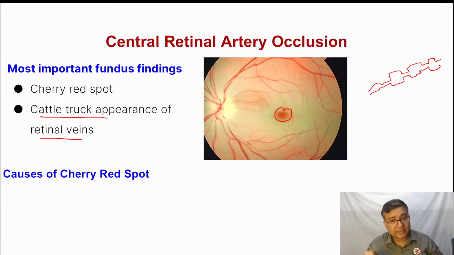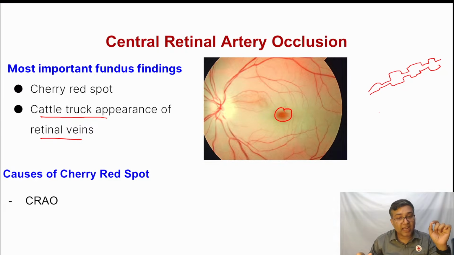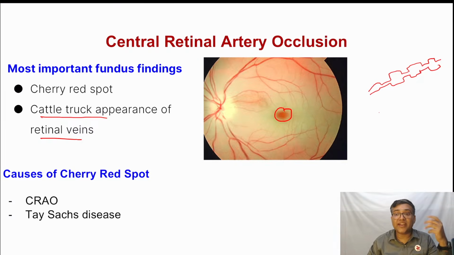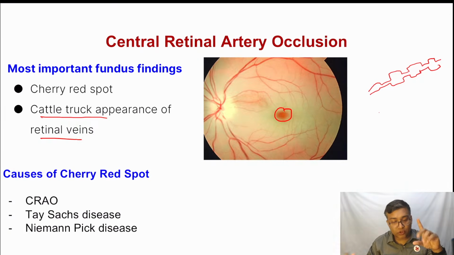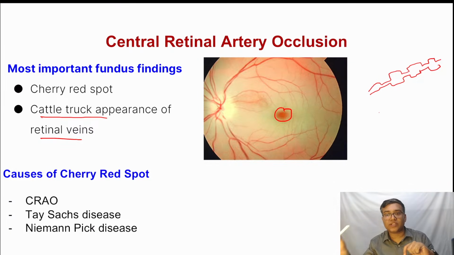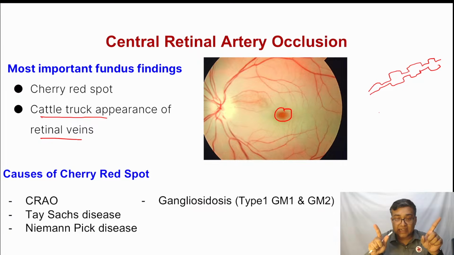Okay, so whenever you are having a cherry red spot, you have to remember what are the various differential diagnoses of cherry red spot. The causes you have to remember, as I have shown you here, are the patients who are having a central retinal artery occlusion, Tay-Sachs disease, Niemann-Pick disease, and gangliosidosis. It is not all of them, it is type 1 GM1 gangliosidosis and GM2 gangliosidosis. These are the two types of gangliosidosis where you have a cherry red spot. Then the patients who are having a methanol poisoning.